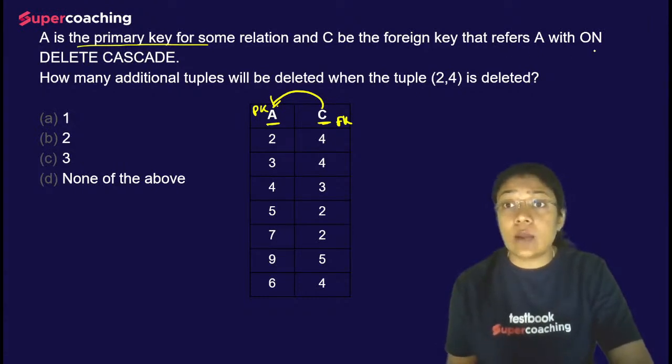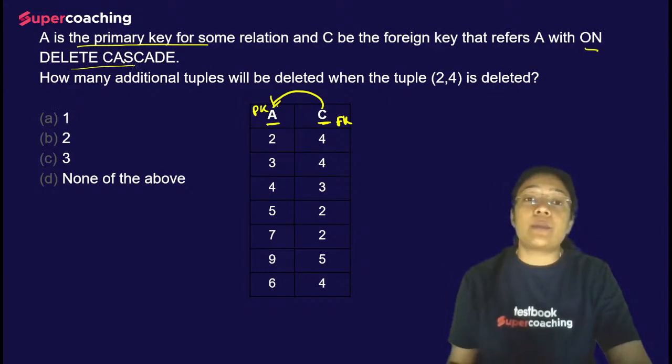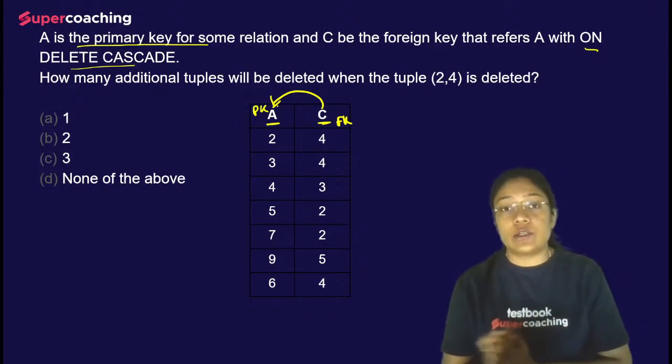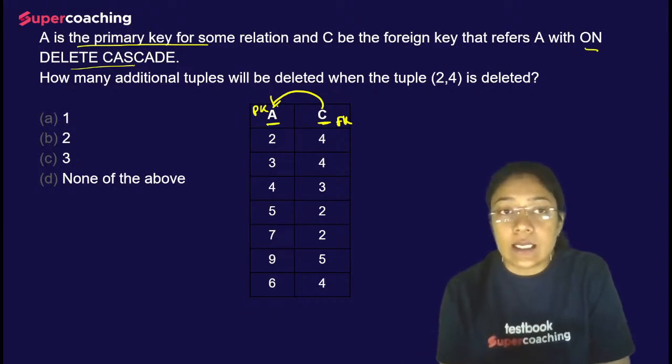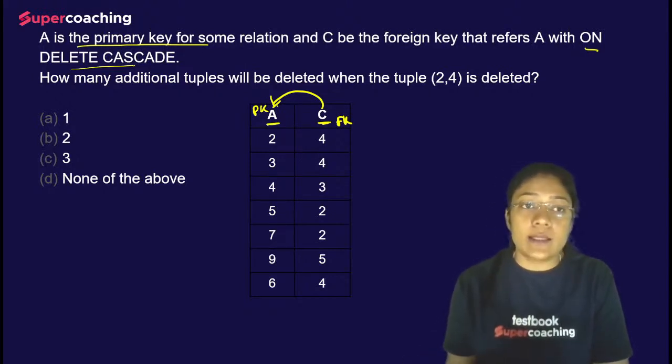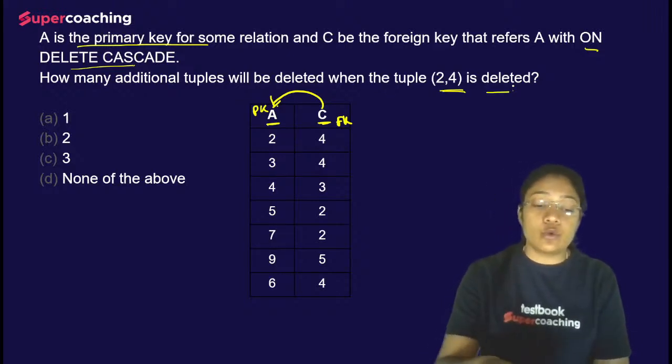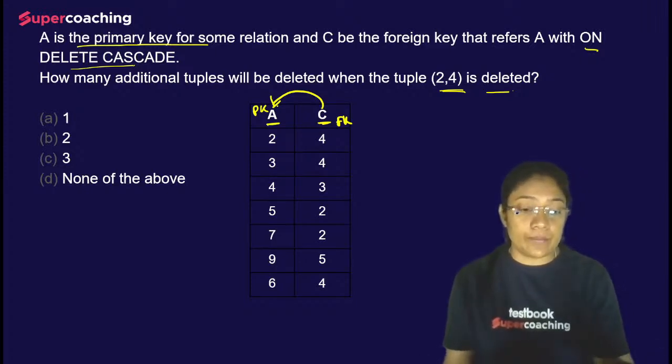Here it is saying with the constraint on delete cascade. यानी कि अगर आपके पास कोई tuple delete होता है A में, जो value नहीं है, that should not be present in C as well. So just give it a try: how many additional tuples will be deleted when the tuple 2, 4 is deleted? अगर टपल 2 4 को डिलीट करते हैं तो एडिशनली कितने और टपल्स डिलीट होंगे?